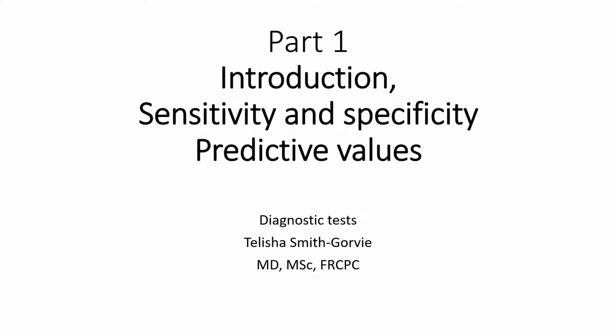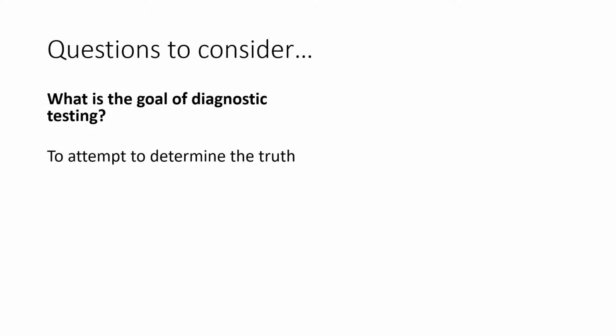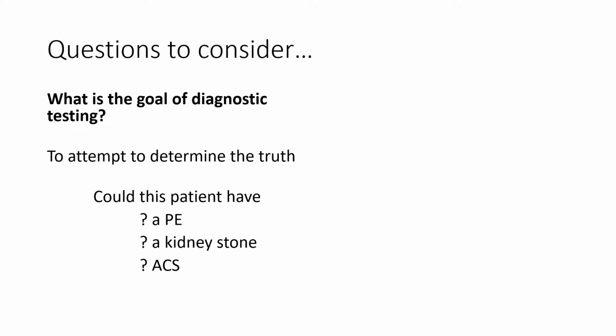So let's start with part one. We'll do an introduction and talk about sensitivity, specificity, and predictive value. So here are some questions to consider, thinking in the context of our lives in medicine and in the emergency department. What is the goal of diagnostic testing? Well, we do diagnostic tests as much as we can to try to determine what the truth is. And the truth can be different things. For example, could a patient have a pulmonary embolus? Could they have a kidney stone? Could they be having acute coronary syndrome, for example?